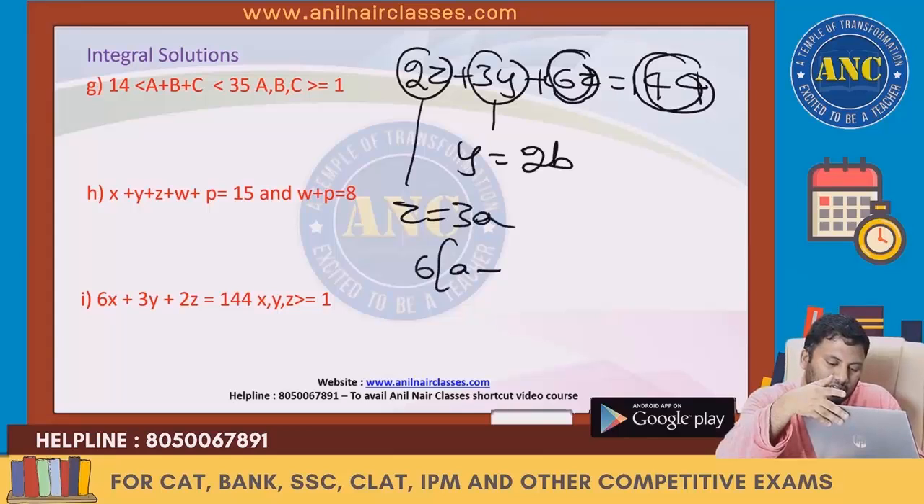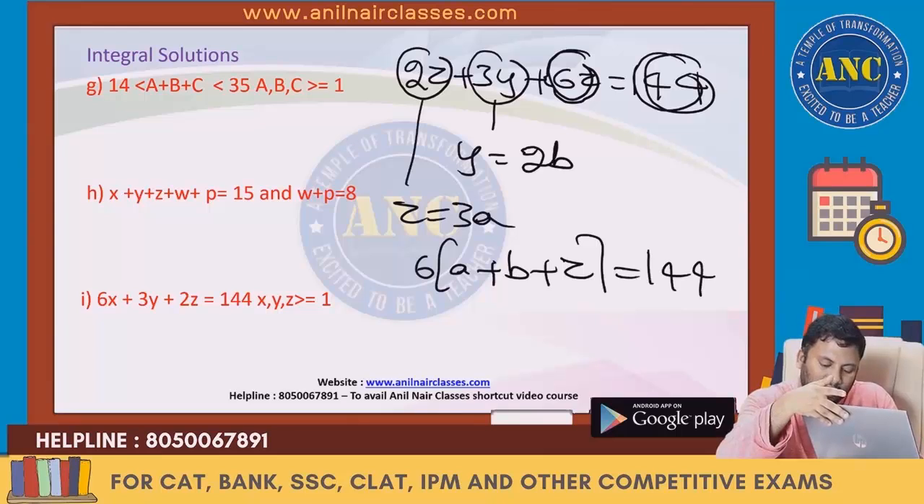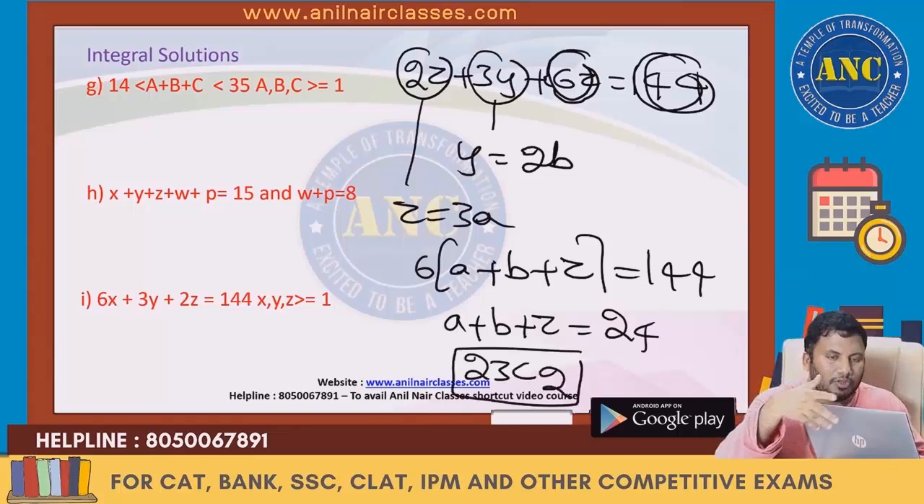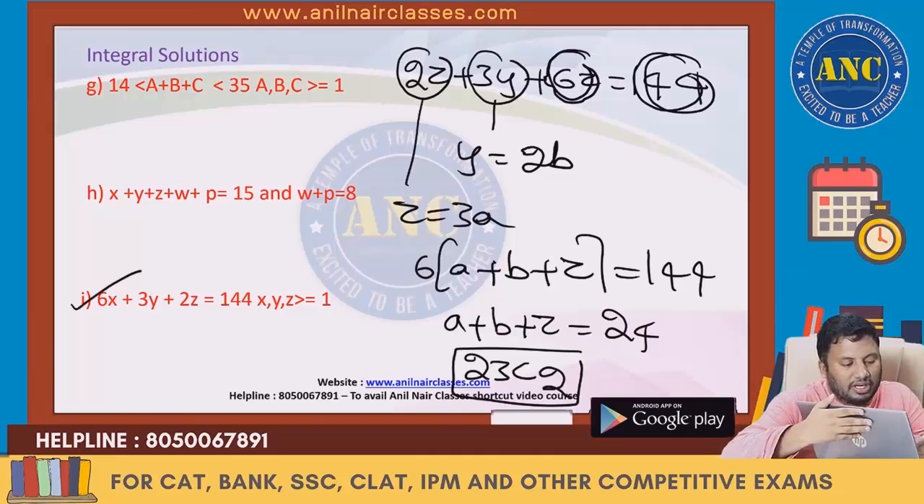So this is 6 into (a plus b plus z) is 144. A plus b plus z is 24. Answer is 23C2.